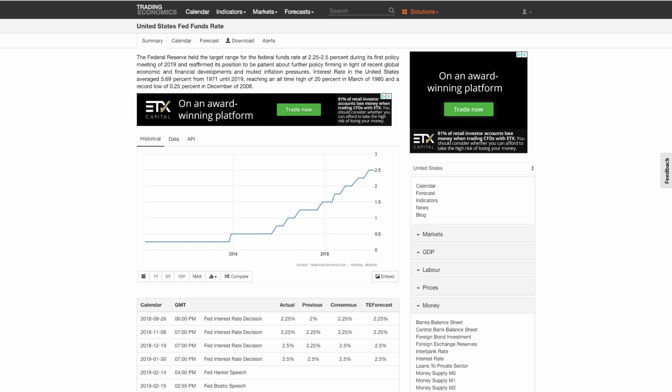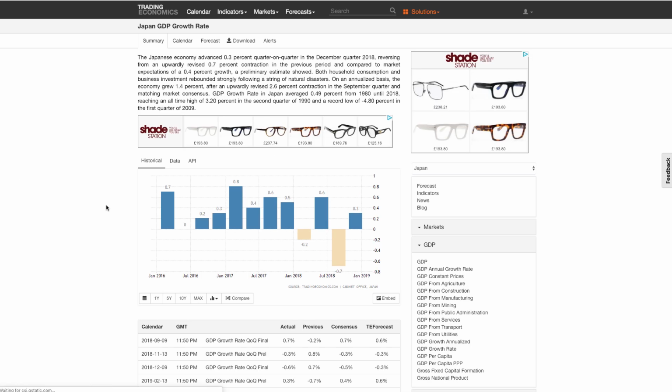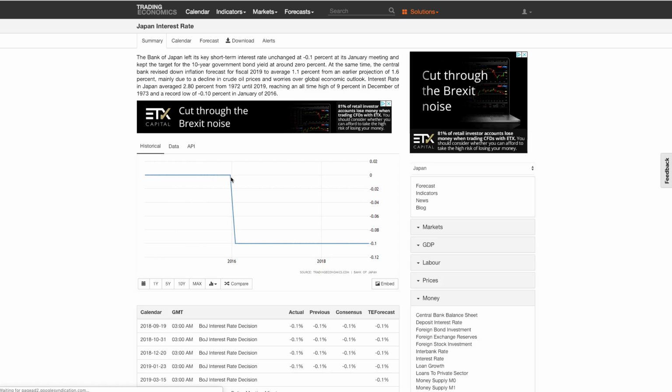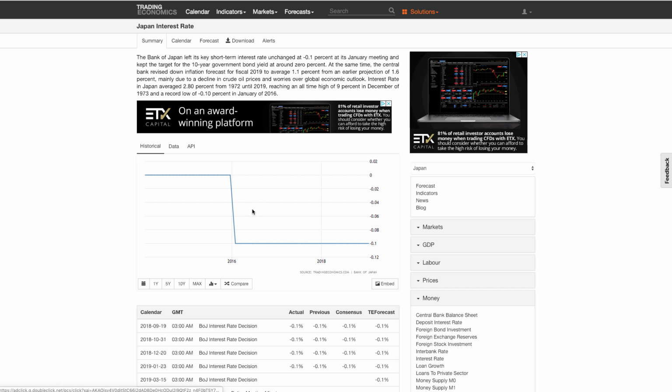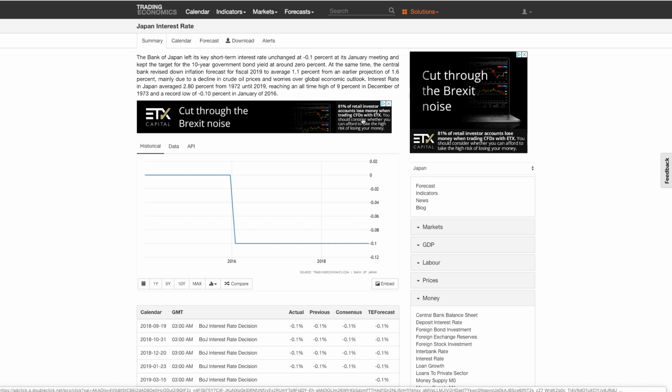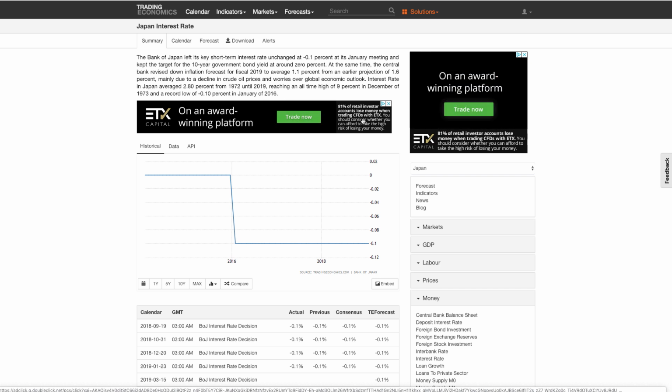Now, if we look at Japan, we look at interest rates. In fact, since 2016, they've gone into negative interest rates. So again, from a fundamental perspective, which one would you want to be buying? It's pretty much a no-brainer. Does that mean that you should? Prices don't always indicate value, right? Value doesn't always indicate prices.